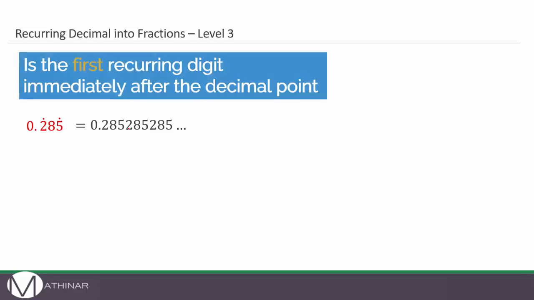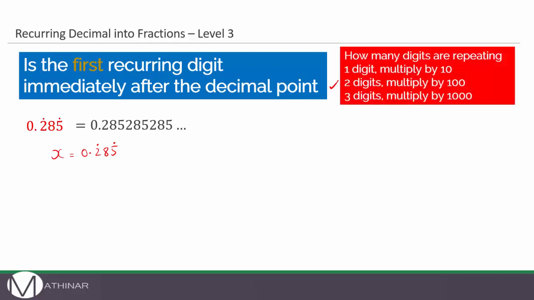We ask ourselves the same question: is the first recurring digit immediately after the decimal point? So let's have a look. There's my decimal point, and my first recurring digit is the 2, which happens to be immediately after. So tick, that is true. Next question, how many digits are repeating? 1, 2, or 3? Of course, you can apply this to 4, 5, and 6 digits if you need to as well, but most GCSE questions are 1, 2, or 3 digits. So here it's going to be 3 digits because it's 285, 285, 285.